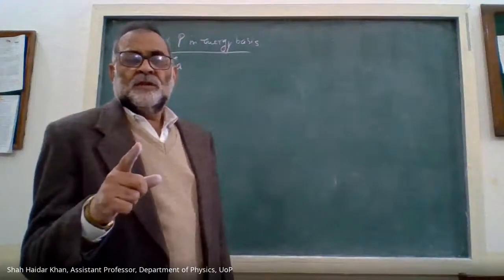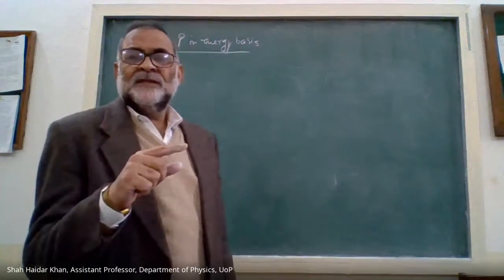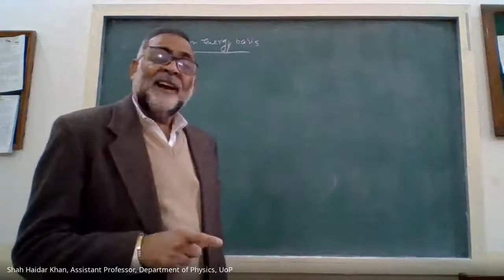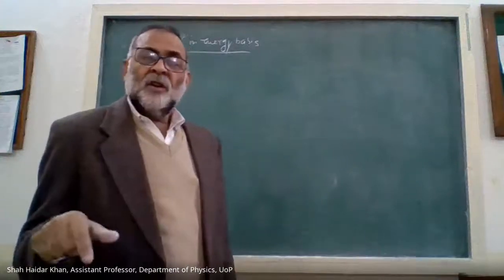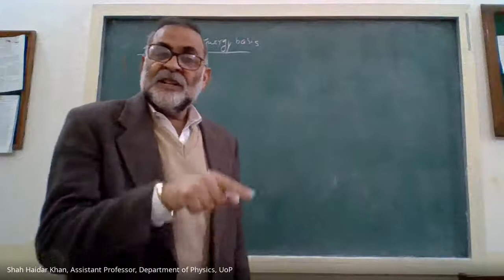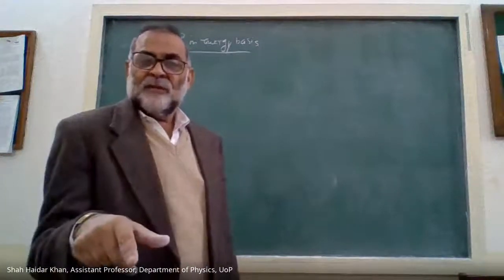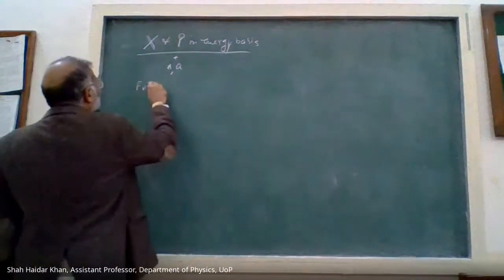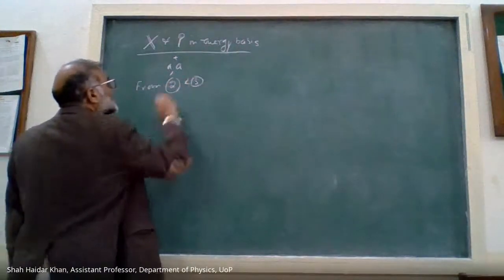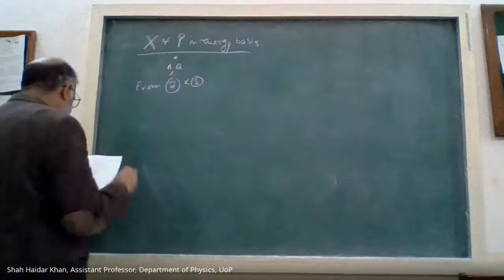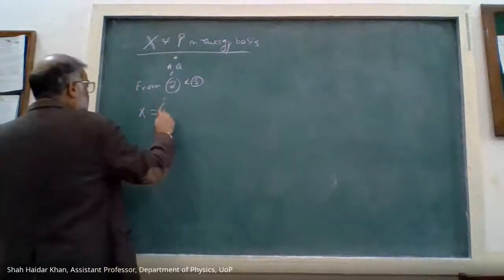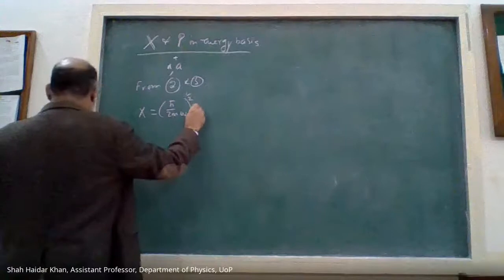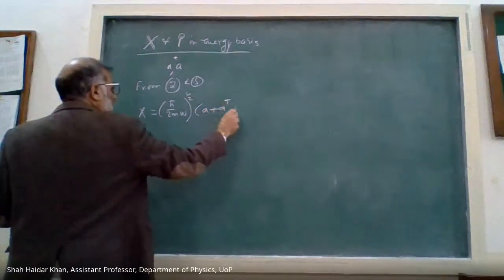Equation two was giving you A in terms of X minus iP, and equation three was giving you A dagger in terms of X plus iP. So if we add them together, we will get X. If we subtract one from the other, we will get P. So from equations 2 and 3, you get X equal to the square root of h cut over 2 omega, times A plus A dagger.